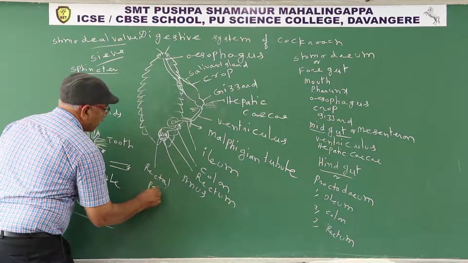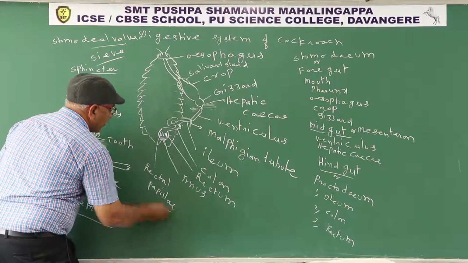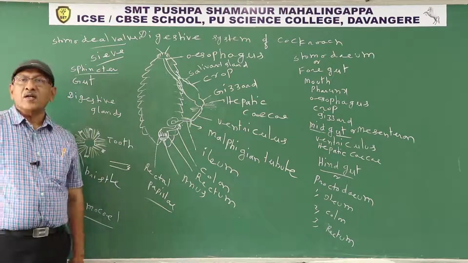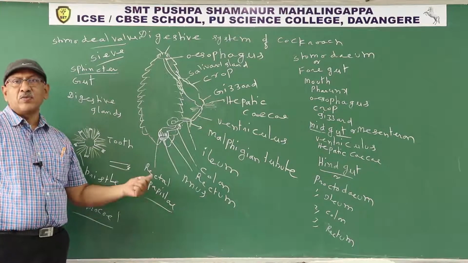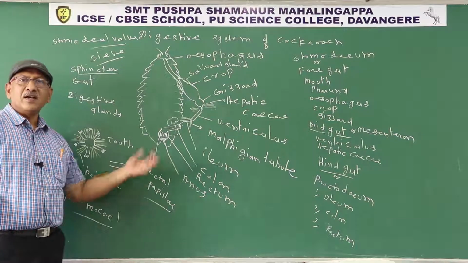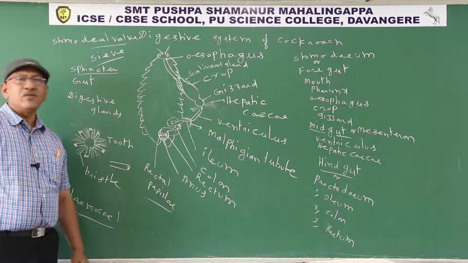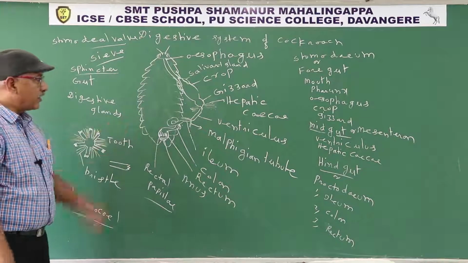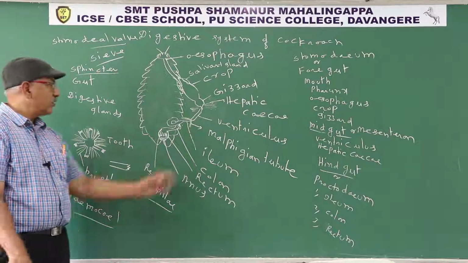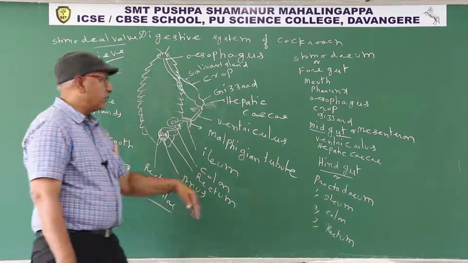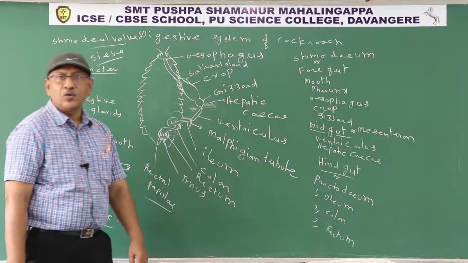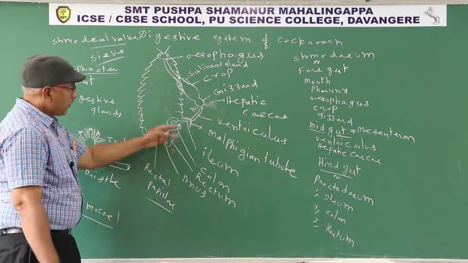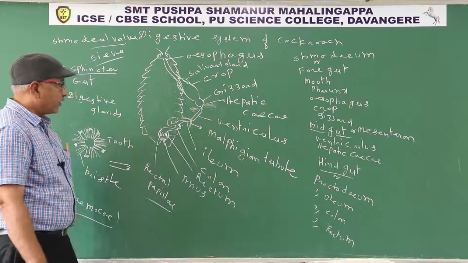Rectal papillae. Rectal papillae absorb the water present in the nitrogenous waste material, water present in the undigested food material. So this is about hindgut. Hindgut contain 3 parts. Hindgut also known as proctodium. Proctodium contain 3 parts: ileum, colon, rectum.